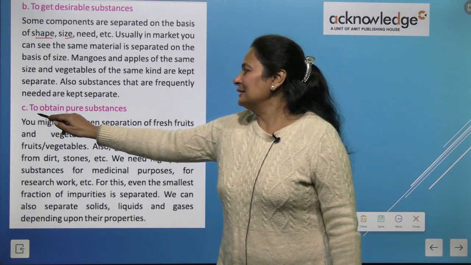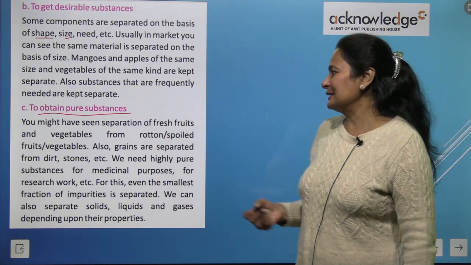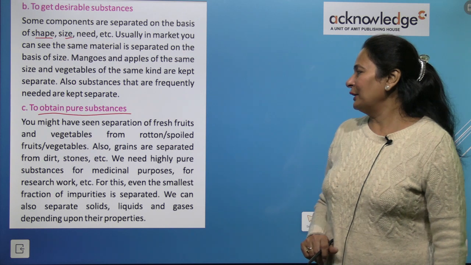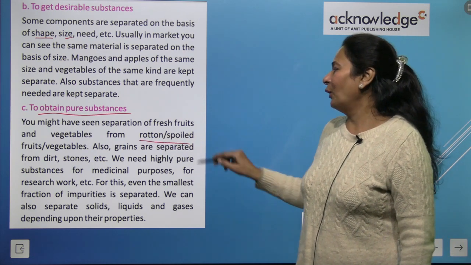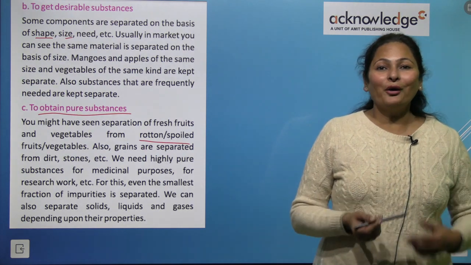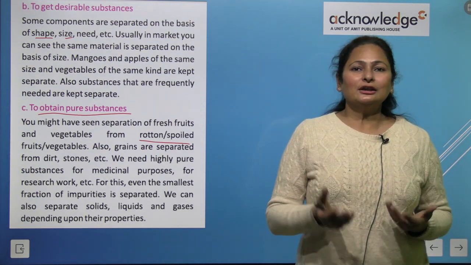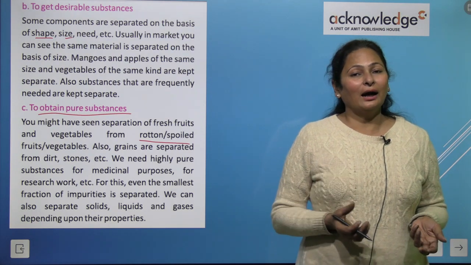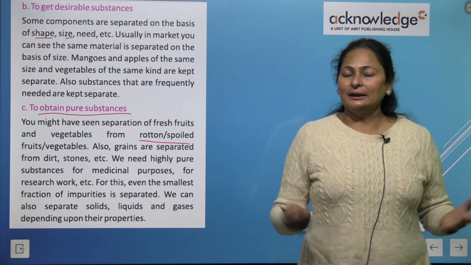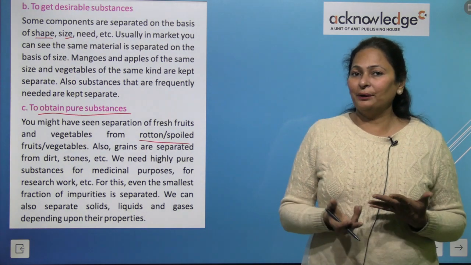Now, the third reason is to obtain pure substances. You may have seen separation of fresh fruits and vegetables from the rotten or the spoiled fruit and vegetables. It gets spoiled, right? You cannot consume it, the spoiled or the rotten fruits or vegetables, and other food items that are not fit for us, right? So you need to separate it.